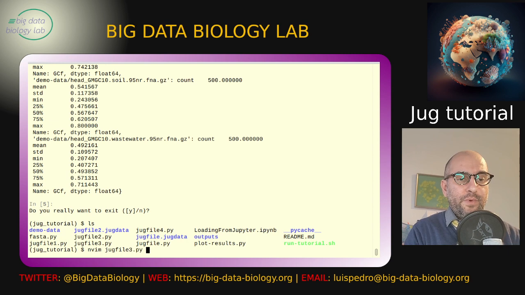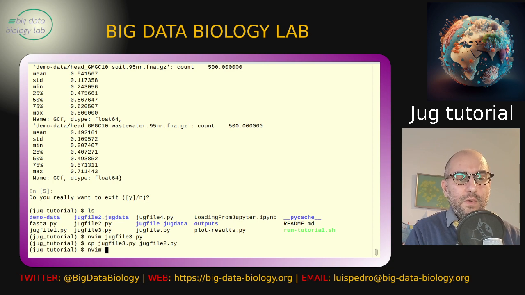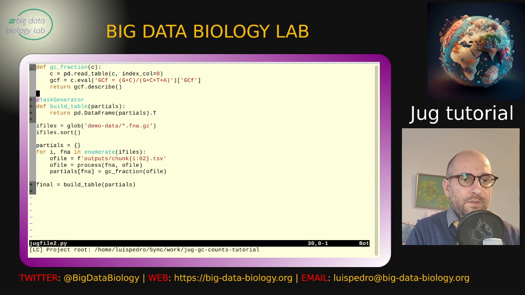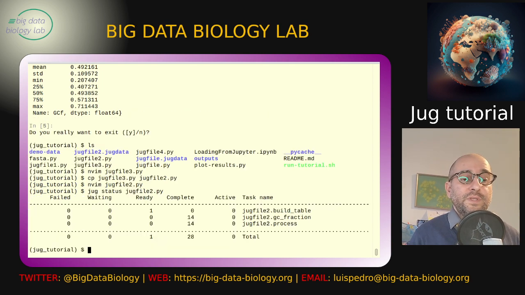Okay, so the next step, where we jugfile 2. So instead of actually doing that, let's do something a little bit different, which is we're going to override jugfile 3 with jugfile 2. Now, the beginning stays more or less the same, but at the end we add this other step where we're going to put everything together, build a table. So now if I run status, all of the previous results are still there. We just have a new step.